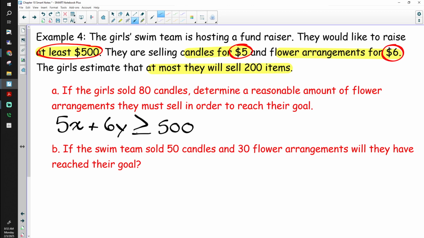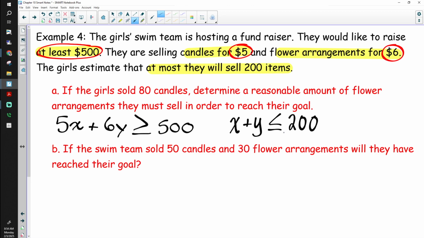Second equation. All we have left is that, at most, they will sell 200 items. So we're going to have our x plus y, and it's going to be something 200. We just have to figure out what type of alligator mouth we use for at most. Less than or equal to. We can sell 200 and anything less than that. We're not going to be able to sell more than 200 items.